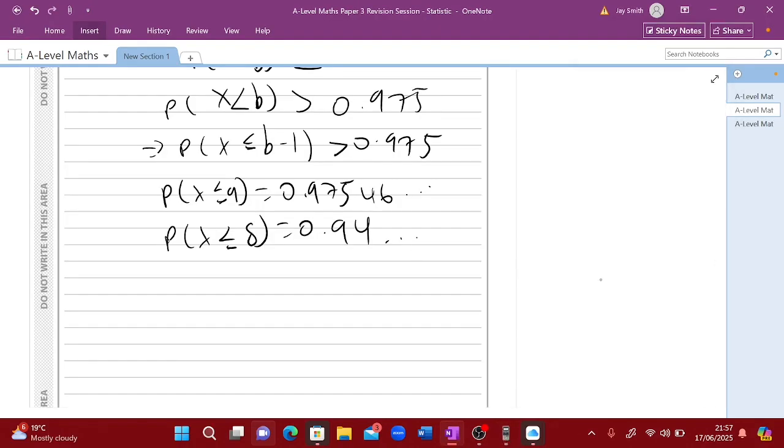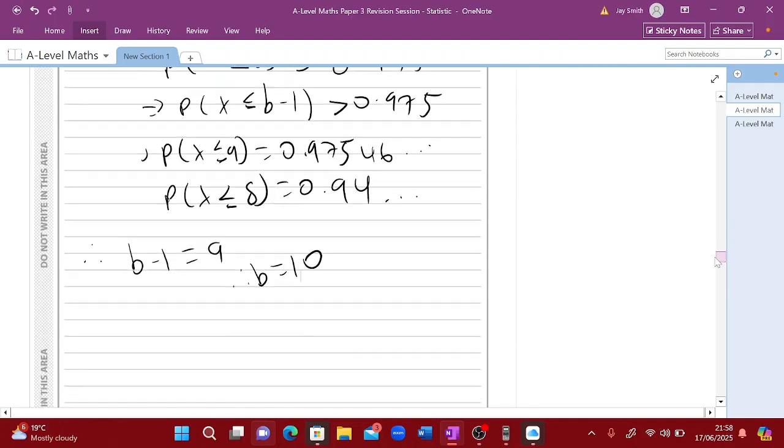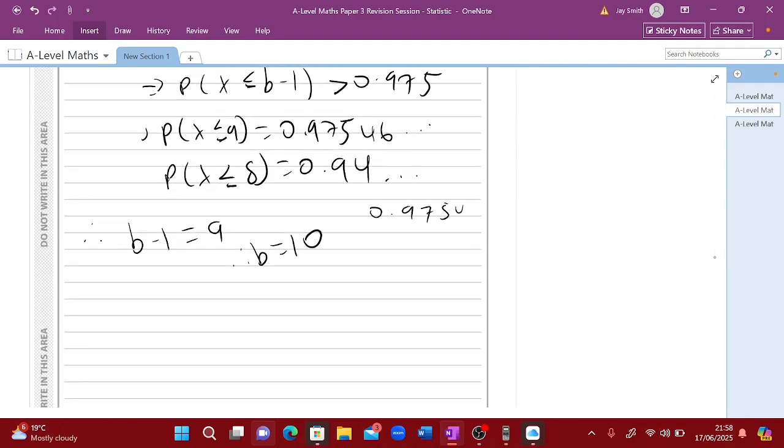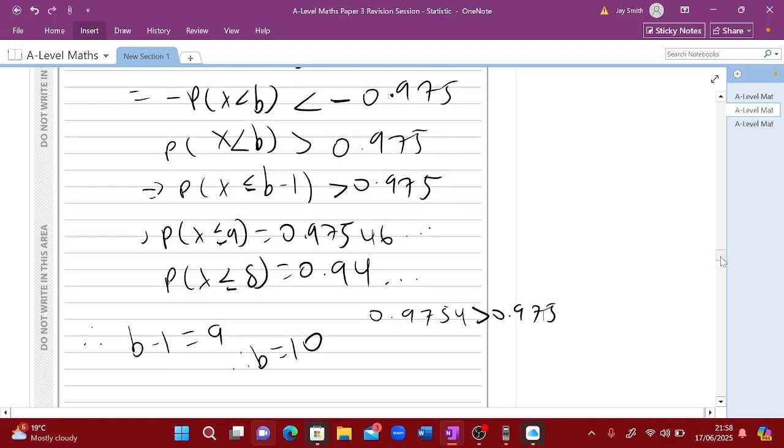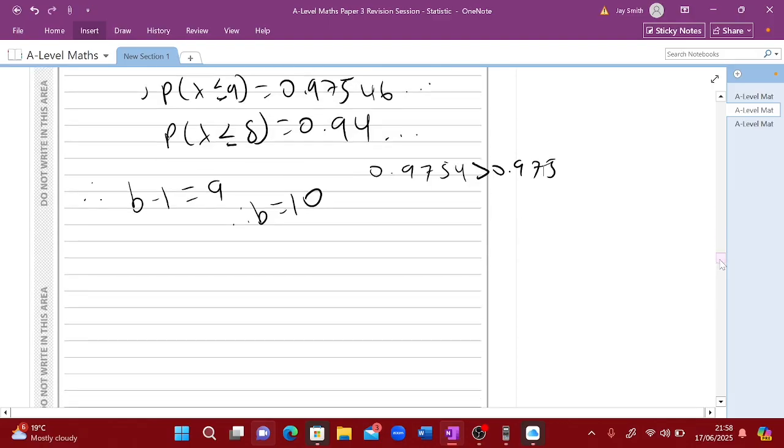Therefore, particularly b minus 1, because remember the probability X less than or equal to b minus 1 has to exceed 0.975. So b minus 1 equals 9. B is the critical value at the right of that tail, at the upper end. So b minus 1 is 9, therefore b is 10. That's the upper region critical value. I'd say 0.9754 is greater than 0.975, just to really cover my bases. I'll probably write more than you need to, but I'm trying to explain that I'm choosing the first value that goes above 0.975. So b minus 1 is 9, so b equals 10.